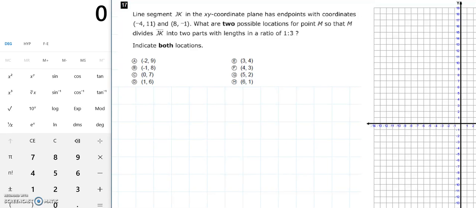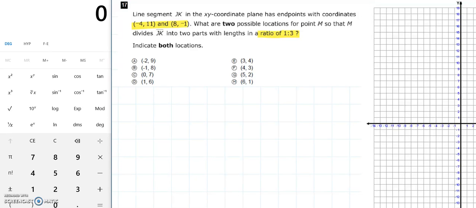Welcome back. This is video 2 and we're going to start with question number 17. Read through the question and come back. Alright, so this question, if I see coordinates and I see a ratio, I'm doing partitioning.